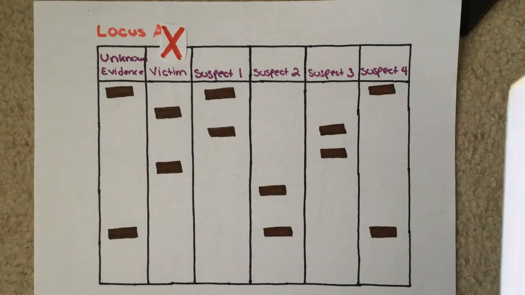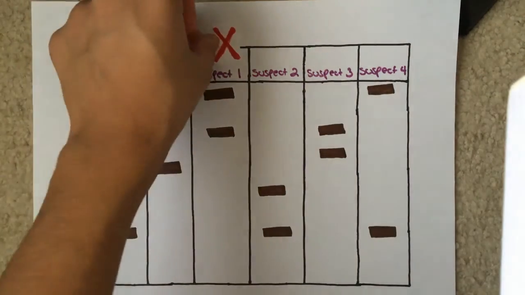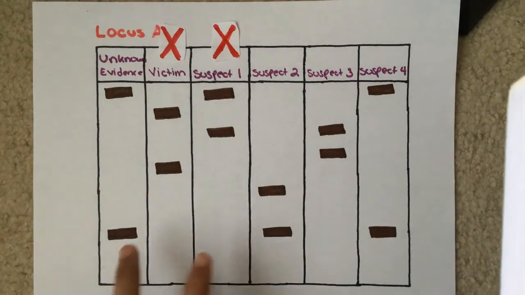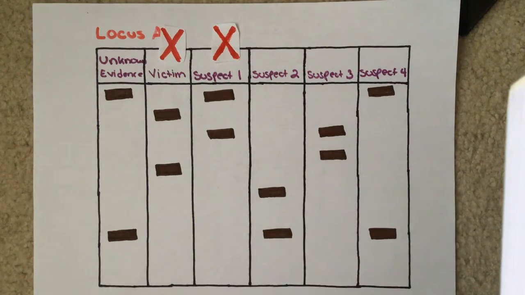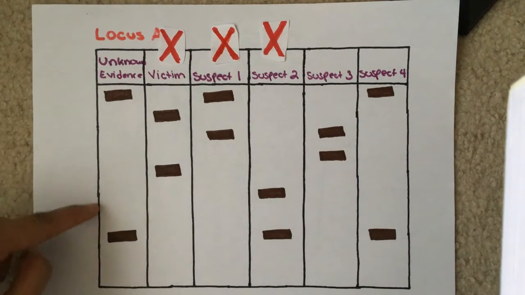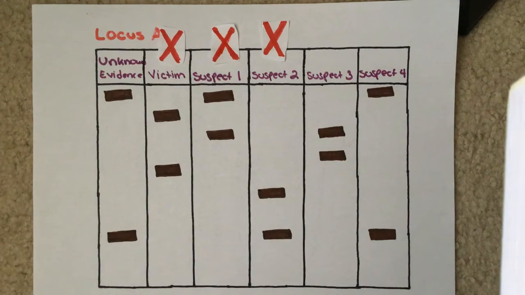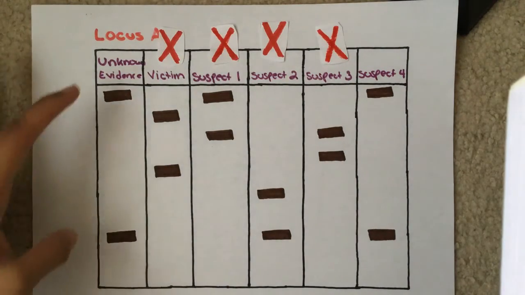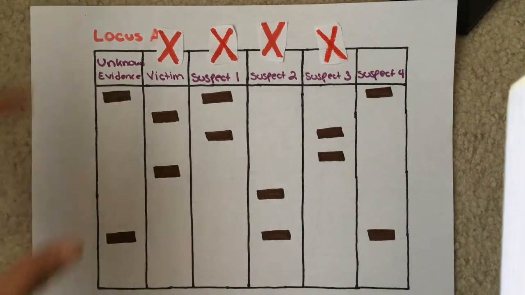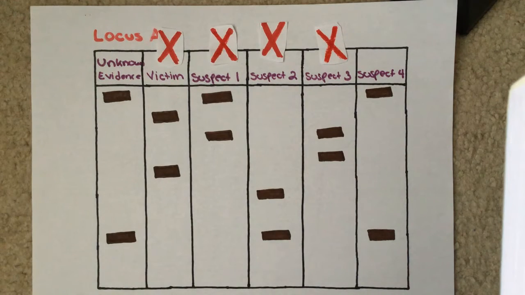Suspect 1 only has one allele that matches with the unknown evidence, so we can exclude them. Suspect 2 also has only one allele that matches with the unknown evidence, so we can also exclude them. Suspect 3 does not have any of the alleles that match with the unknown evidence, so we can exclude them as well. And suspect 4 has both matching alleles with the unknown evidence, so they can be a potential suspect.